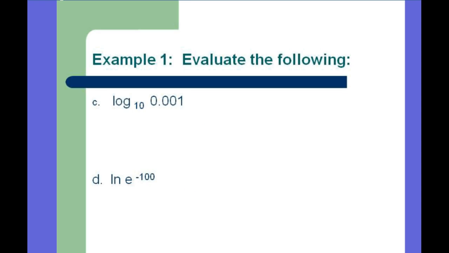So 0.001 equals 10 to the y. So again, what is 0.001 as a fraction? 1 over 1,000. So 10 to what exponent would give you 1,000? Yep. Negative 3.